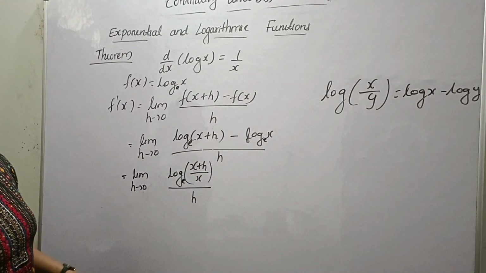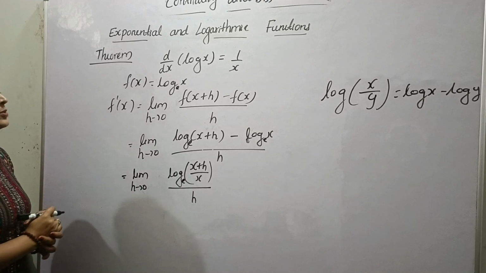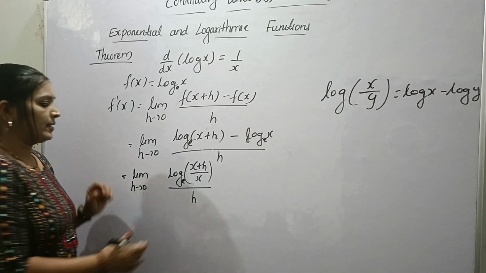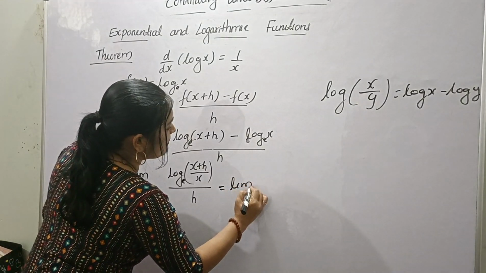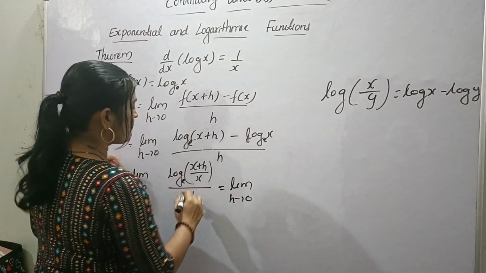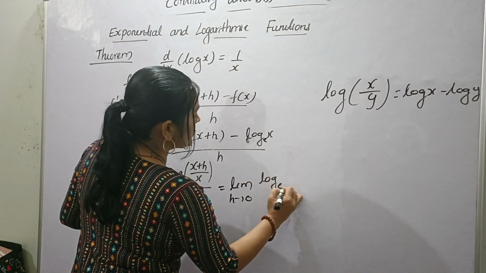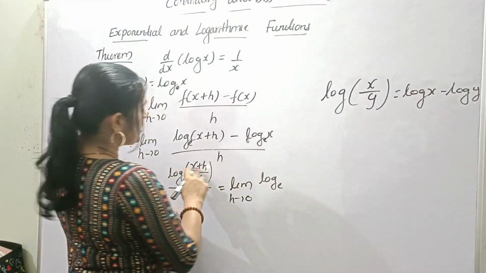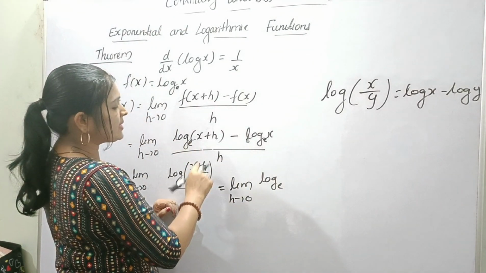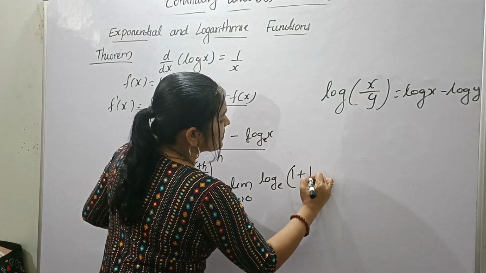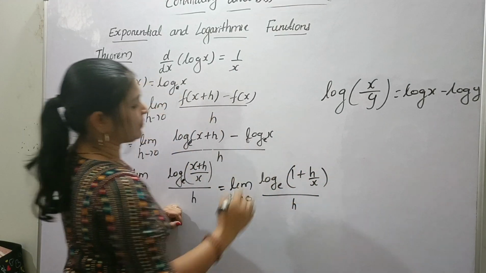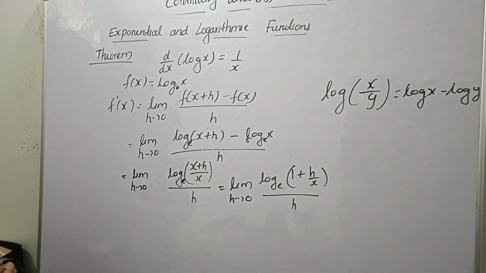That is the natural logarithm. So limit h tends to 0 of log base e of (x plus h) divided by x, divided by h. Then let's simplify. x by x is 1. Split it: x by x is 1, plus h by x. So log of (1 plus h divided by x), divided by h.